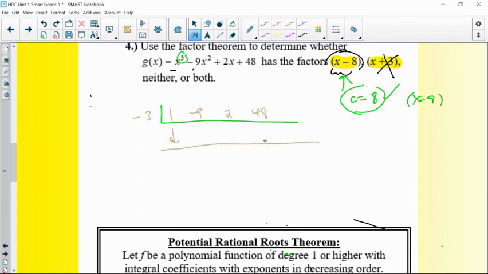So we carry this down, bring the 1, we multiply and add. So -3 times 1 is -3. Don't forget to add. That's -12. -3 times -12 is 36. Don't forget to add. That's 38. -3 times 38 is -114. And then when I add, it's not 0, right? So I know that it doesn't divide evenly.